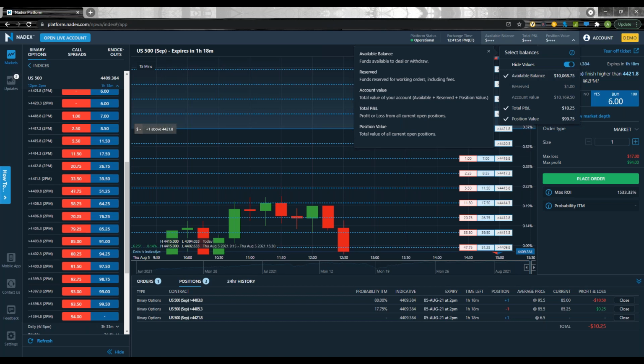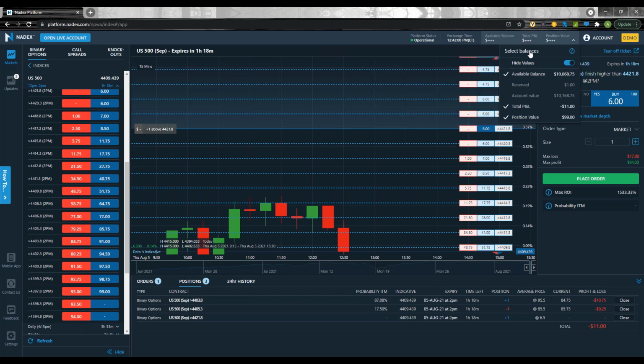And you can also hit the hide values. This is now going to hide all the values so no one can see how much money you have in your account, how much P&L you have. If you're trading in public, or maybe you do some educational stuff as well, you don't want people to see how much money you actually have in your account, you can hide the balance here, and if you want to show it, you can show it again.